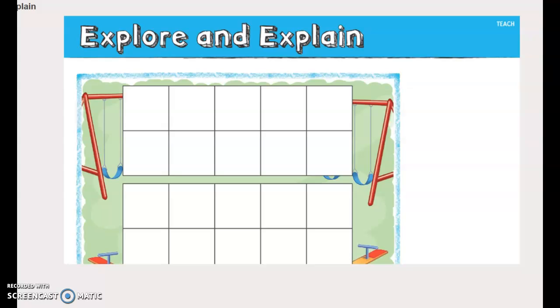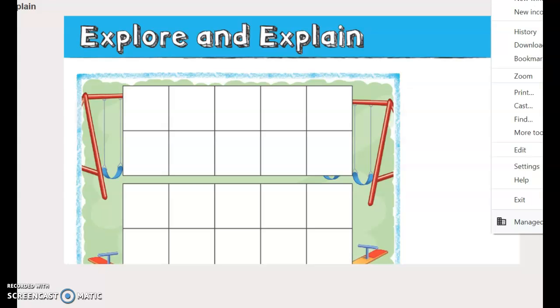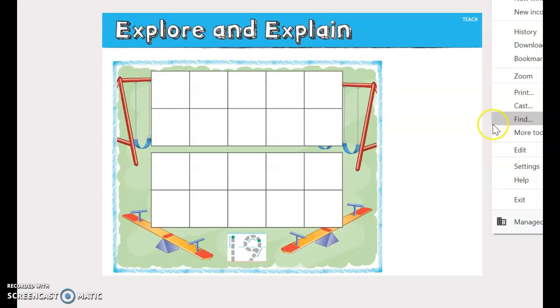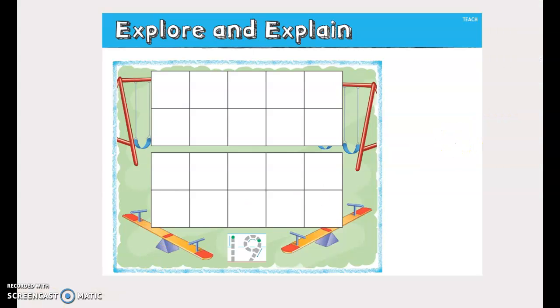All right, so it asks us to place counters in the 10 frames to show numbers 18 and 19. Say how many, trace the number, and trace the counters to show 19. I'm going to make this just a little bit smaller so that we can see the whole page. Let's get out our tools so that we can show counters for 19.